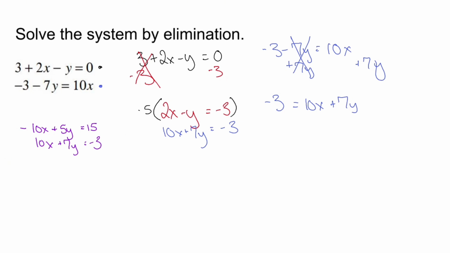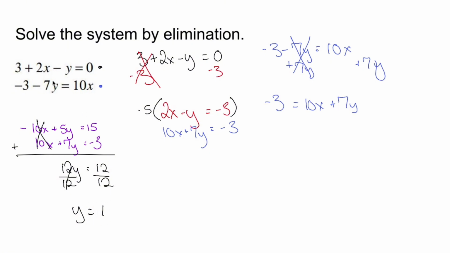So I'm going to add these two rows up. That crosses out. This becomes 12y, and this becomes 12. Divide both sides by 12. And y is going to equal 1. Now you know y is 1.